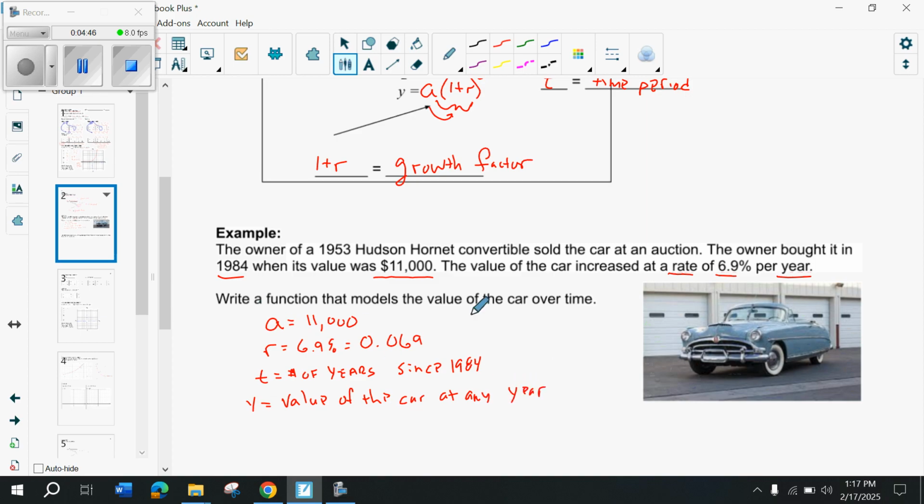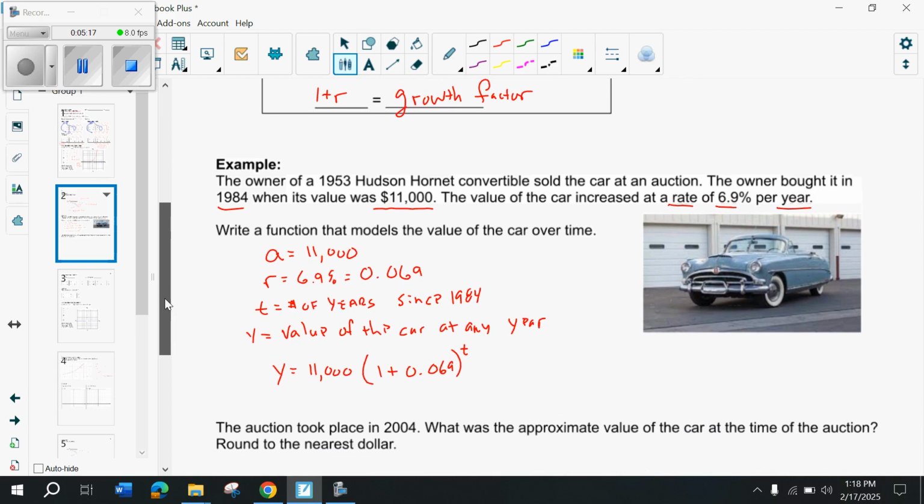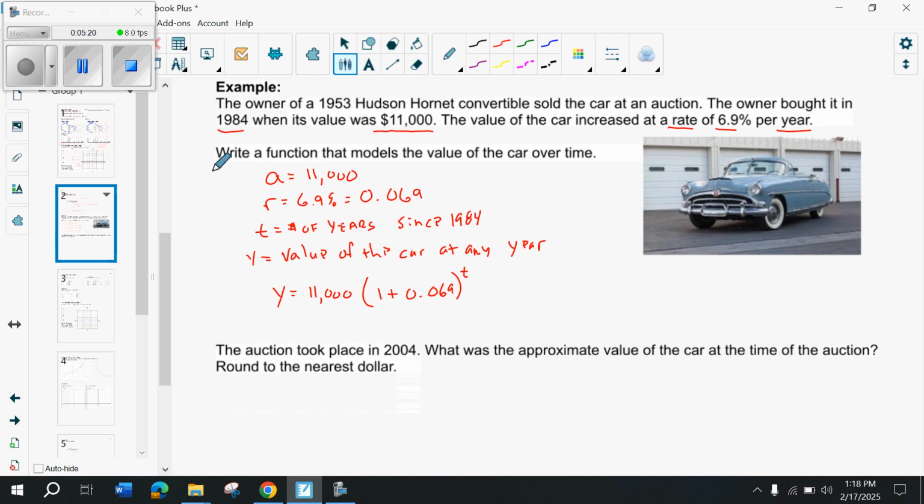So with this information, I can write my function. y is the value of the car, so y equals my initial value of the car, $11,000, times 1 plus my growth rate, 0.069, to the t, where t is my time. So now I have my value for the car, which is y, and my time, which I don't know yet. So that's my function. I just wrote a function that models this value.